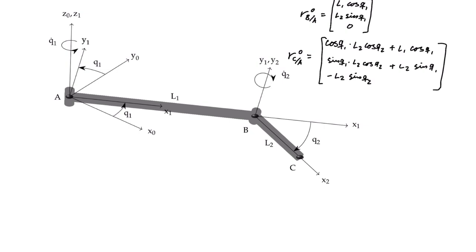So now we can try to find the velocity in C. Let's say we first try to find the velocity in B. The velocity in B, viewed from reference frame 1, is the cross product of the angular velocity and the vector from A to B. And this is also reference frame 1.